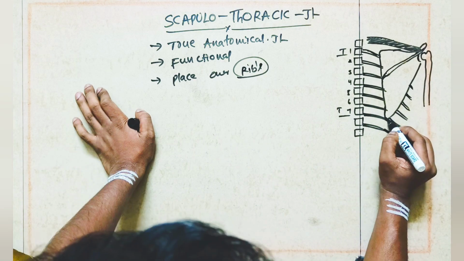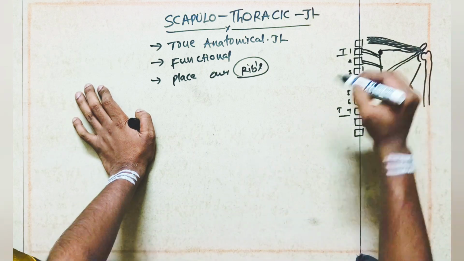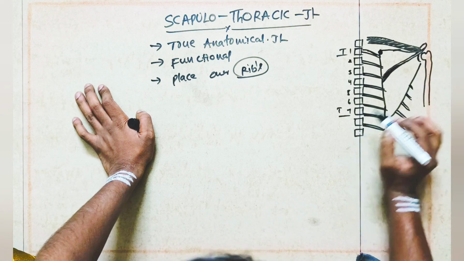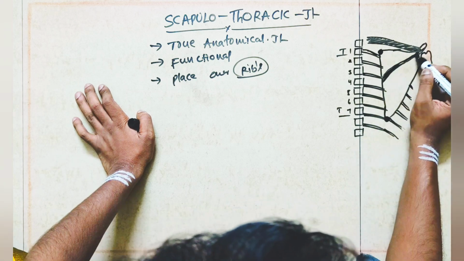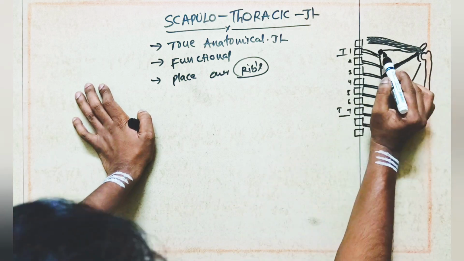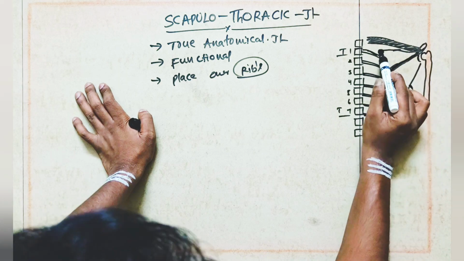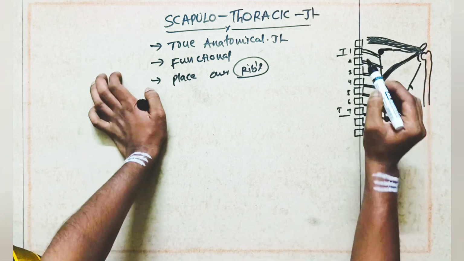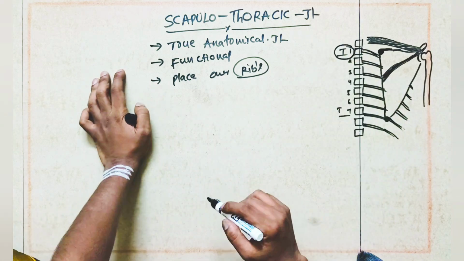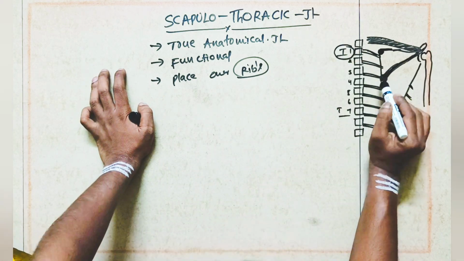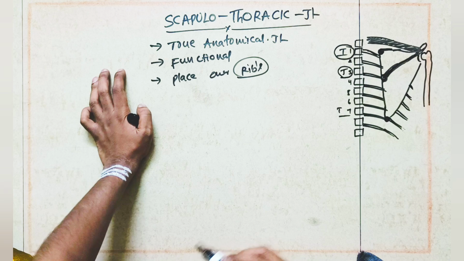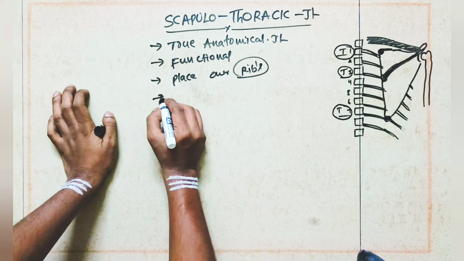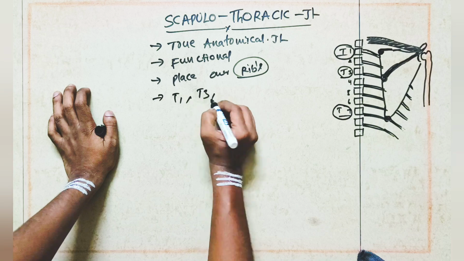Suppose if you see, this is the inferior angle of the scapula, this is the superior angle of the scapula, and this is the spine of the scapula. The superior angle of the scapula will be exactly over the T1 vertebra. The spine of the scapula is exactly over the T3 vertebra. The inferior angle will be exactly over the T7 vertebra. So the placement is T1, T3, T7.